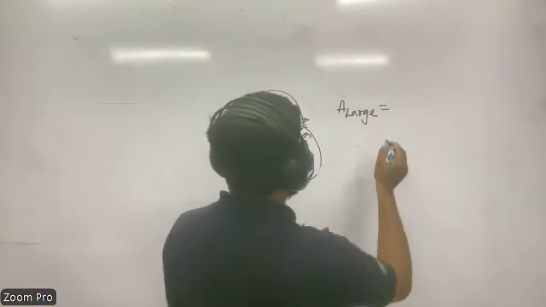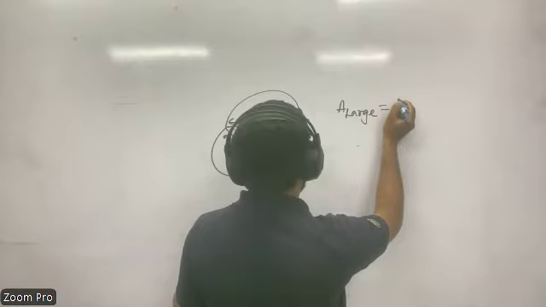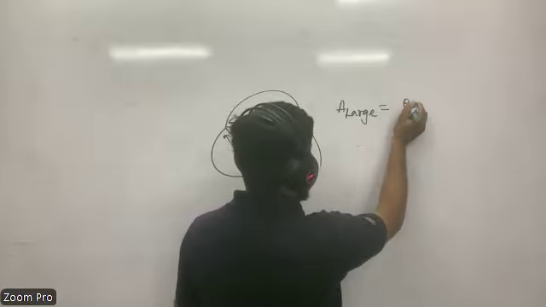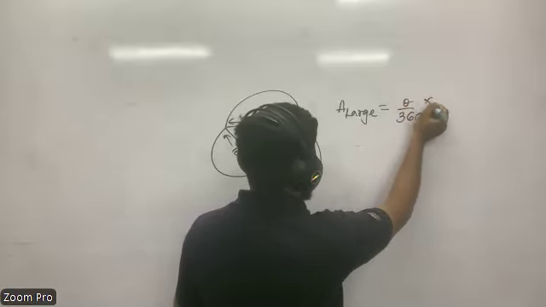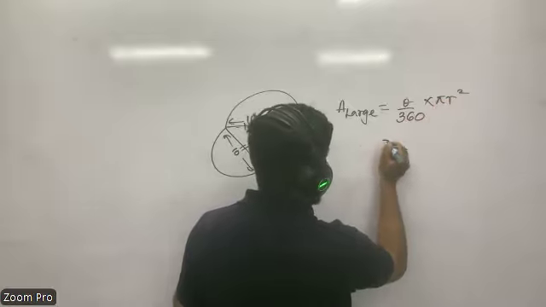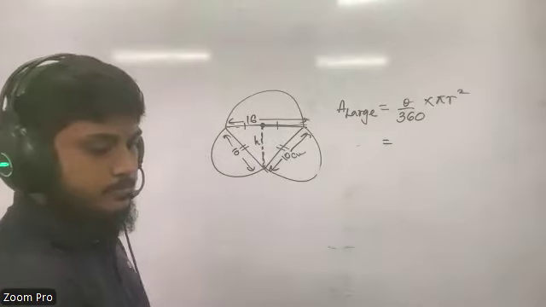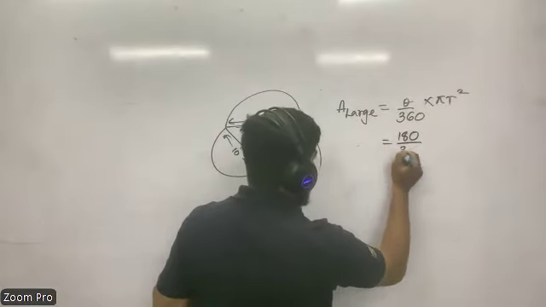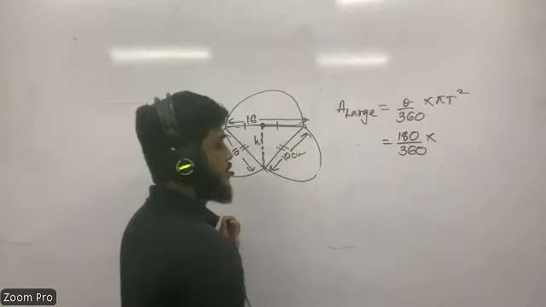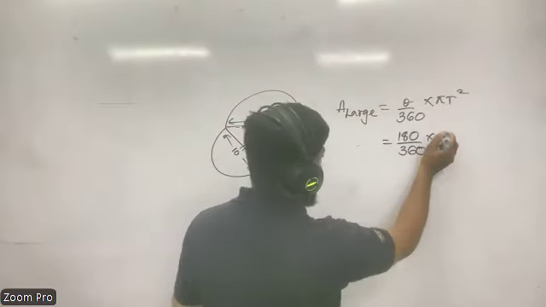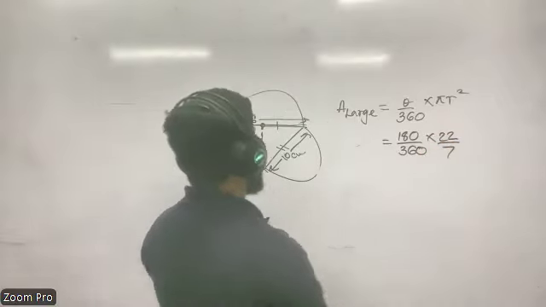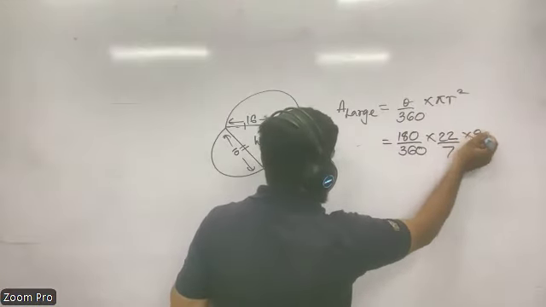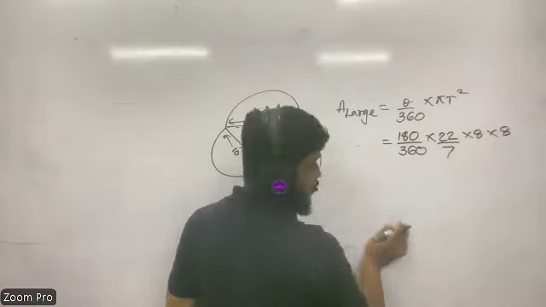So what should I do? I should write area of the large half circle is how much? Theta over 360 into pi r squared. How much is theta here? Theta is 180. 180 over 360. Pi is 22 over 7. What is radius? Radius is 8. So how many times should I write 8? I should write 8 two times.